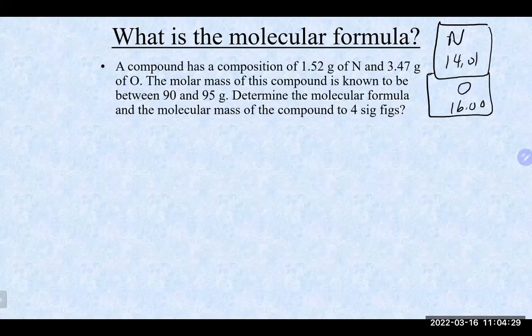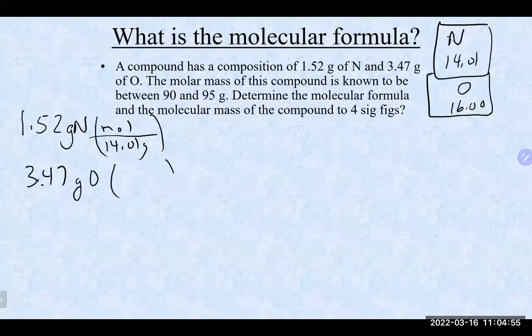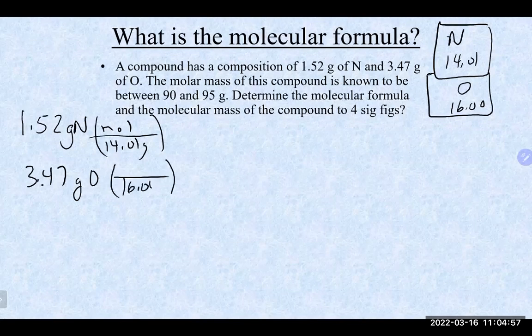Okay, let's take a look. So in this particular case, we are looking for the molecular formula. We do need the empirical formula. They did not give it to us. So that's really the first thing that we do want to calculate, the empirical formula like we did before. So we'll take the 1.52 grams of nitrogen. We will divide it by 14.01 to convert it into moles. We will take the 3.47 grams of oxygen, divide it by 16 to convert it into moles.